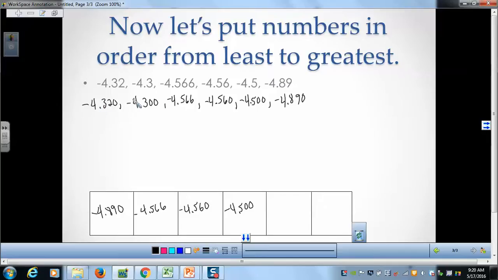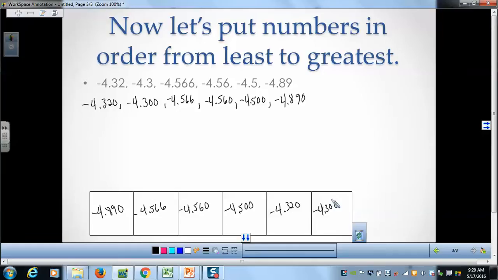Now once again, when we get to these numbers, the first decimal is the same, and then the 3's are the same, and then the 2 is here. So 320 is a bigger decimal than 300. So that makes this a bigger negative number, which means it's the lesser number, so it has to go farther to the left, like so.